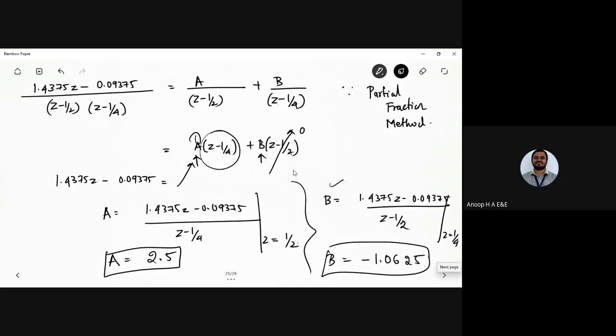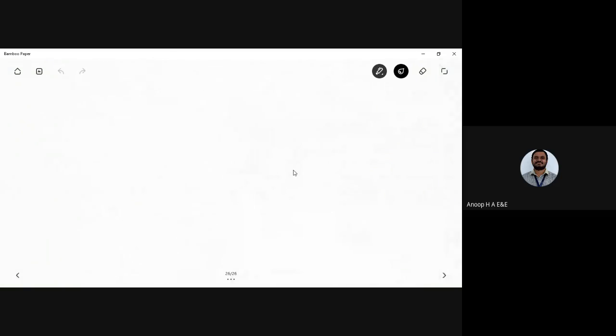2.5. Okay, so the value A here is 2.5, and the value of B here is minus 1.0625. Yeah, exactly. So now, I have got the values of A and B, so quickly I can substitute them back and I can get X(z) by z. So what is X(z) divided by z?